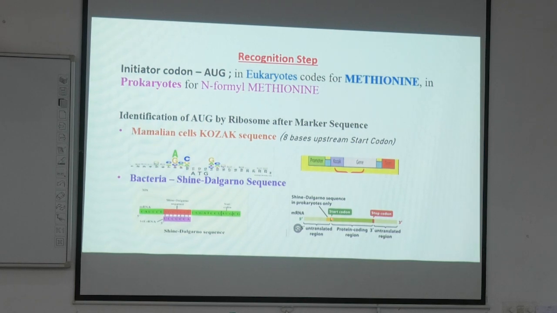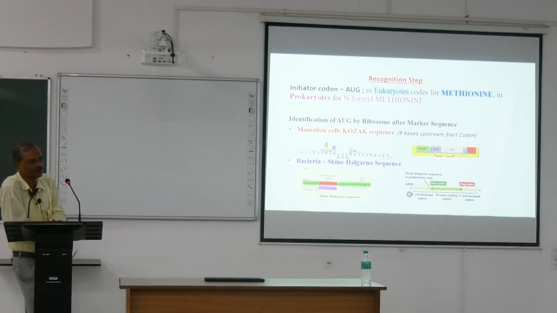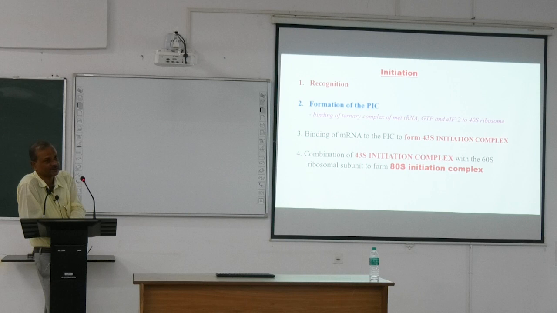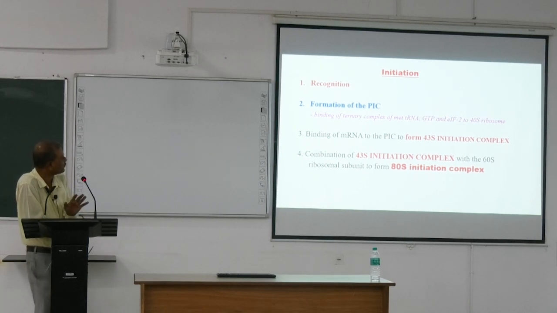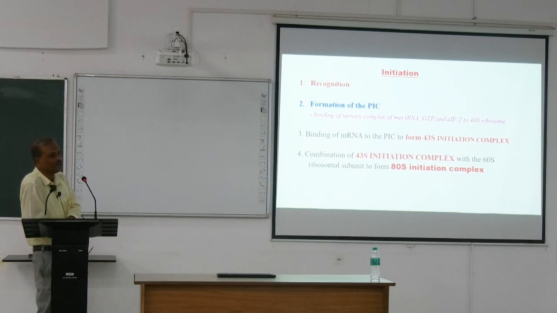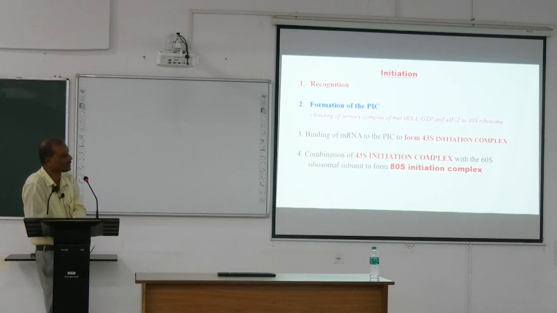The active translation starts from this start codon here. So the initiator codon is recognized by the pre-initiation complex, and then translation actually starts, initiation. There are 4 steps: one is recognition, and one is formation of the pre-initiation complex. This pre-initiation complex is a ternary complex, meaning it is composed of 3 things: one is the initiator tRNA, one is GTP, and one is the elongation factor.